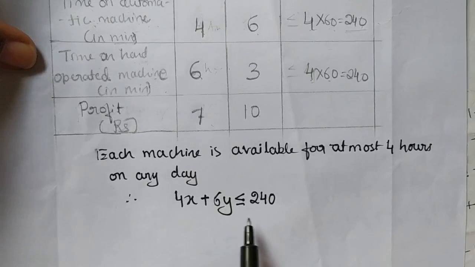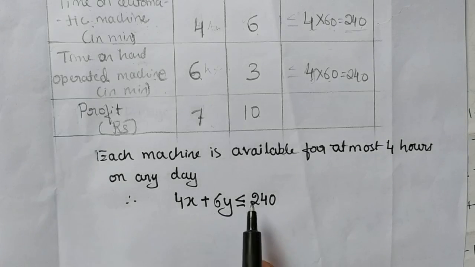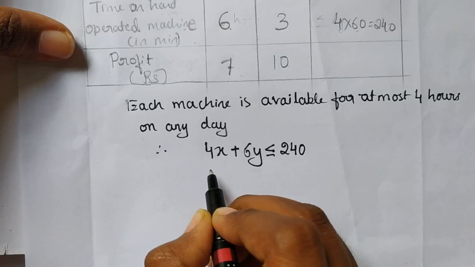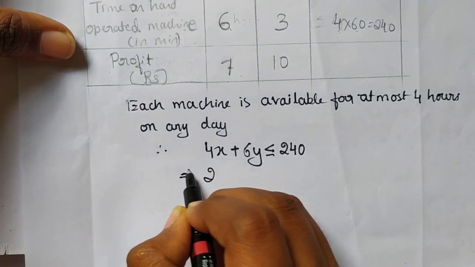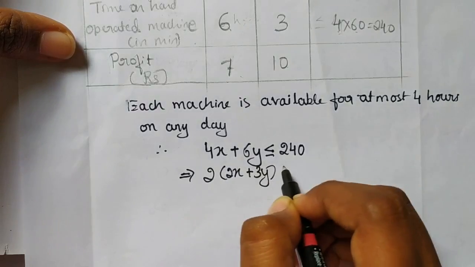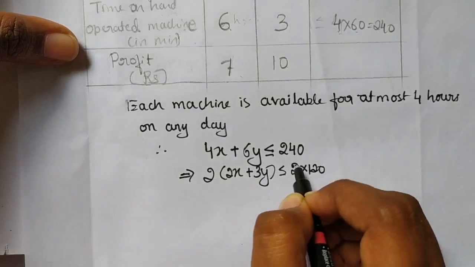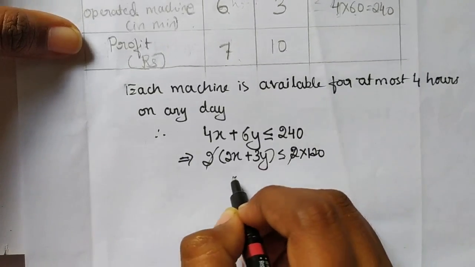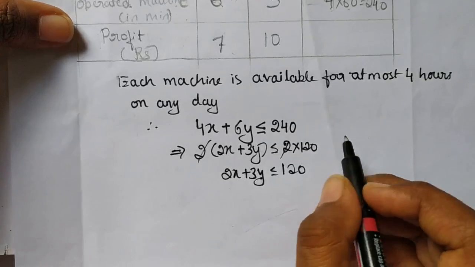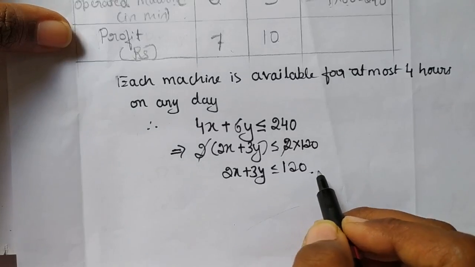We can solve this inequality further by taking 2 common and cancelling 2 on both sides, or you can leave this as it is. If I take 2 common, we get 2 into 2x plus 3y is less than or equal to, I can write 240 as 2 into 120. 2 gets cancelled on both sides and we get the inequality 2x plus 3y is less than or equal to 120. We can reduce the same inequality into this form.